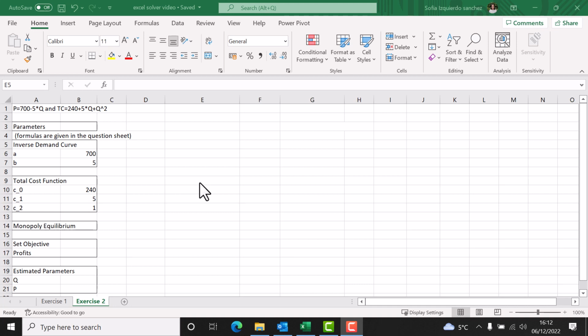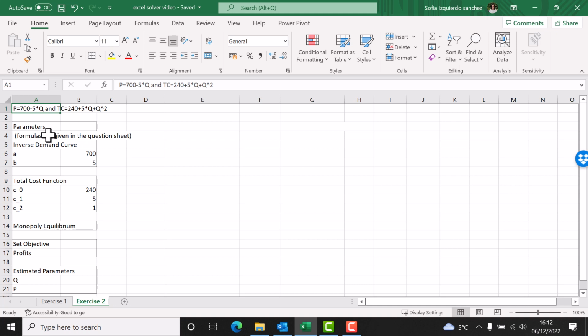So in this video, we are going to see how to use Excel Solver. And for this, we're going to choose the case of the monopoly equilibrium. So assume we have a market demand curve. You have it here in the first cell, which is price, so the inverse demand curve, which is price equal 700 minus 5 times the quantity. And a total cost function, which is 340 plus 5q plus q squared.